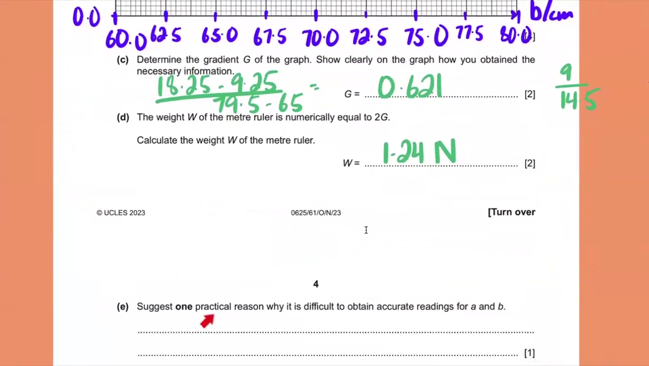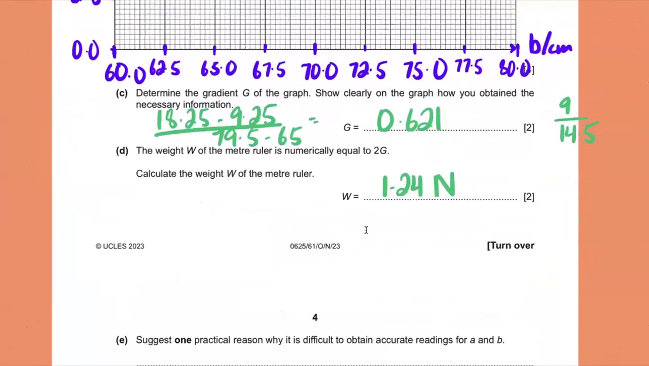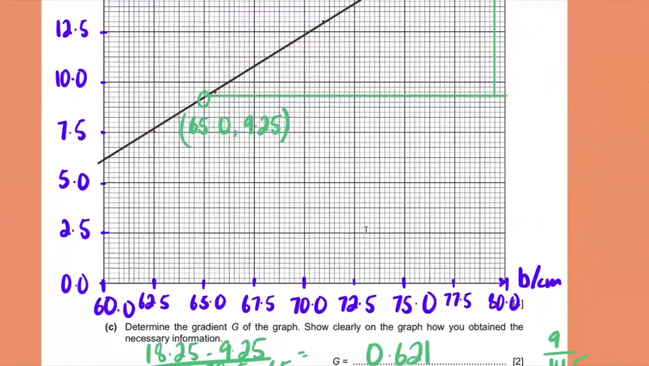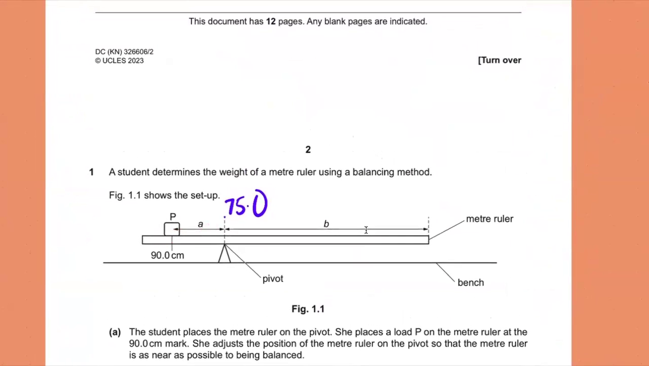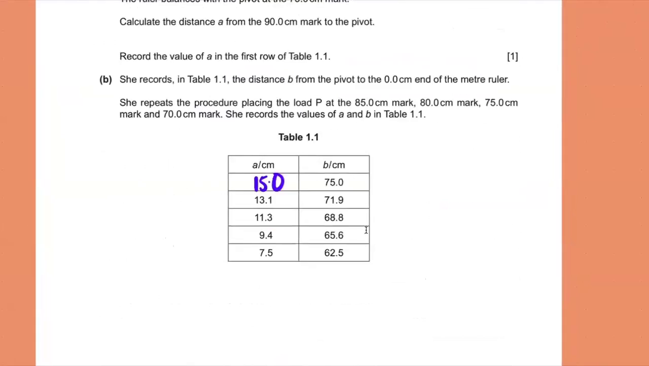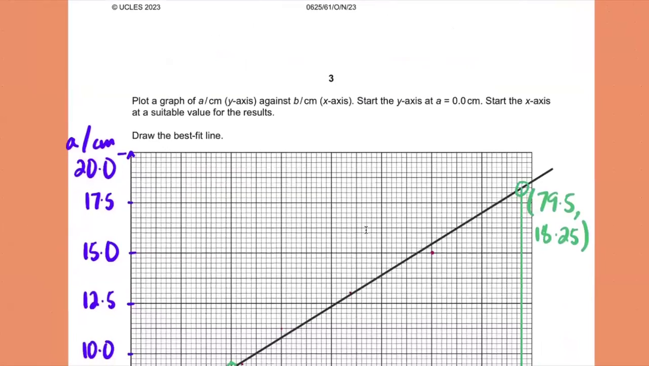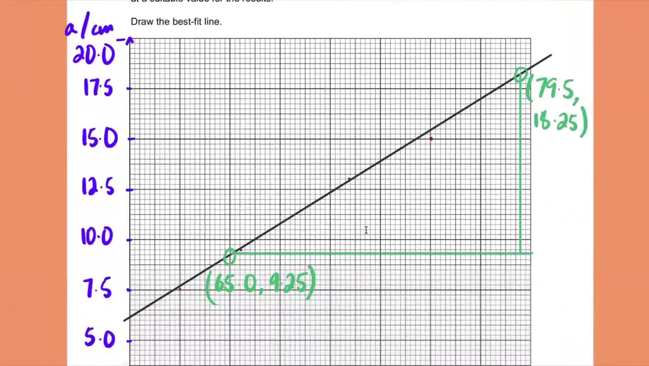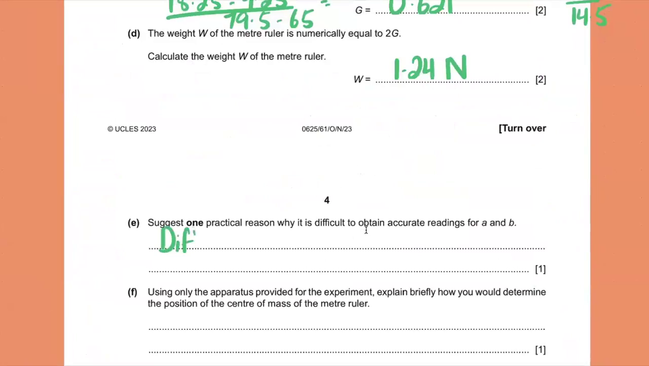So just one possible reason, one practical reason why it is difficult to obtain readings for A and B. So for A and B, again, we also talked about this, which is that the masses can move. Also, it's difficult to judge the center of the load. And also it's difficult to obtain the balance, right? So it's the exact 3 reasons which were written there that we're also going to talk about here. You can write any one. So I can say it's difficult to judge center of load.